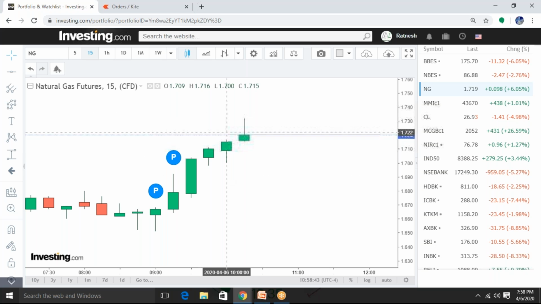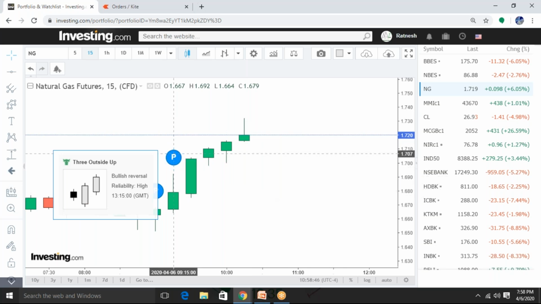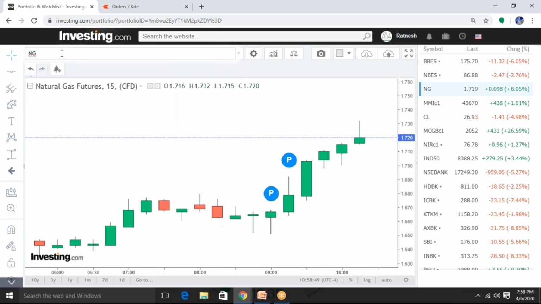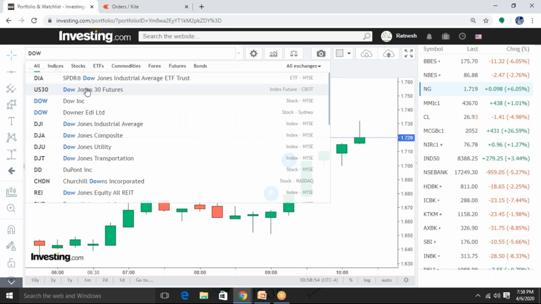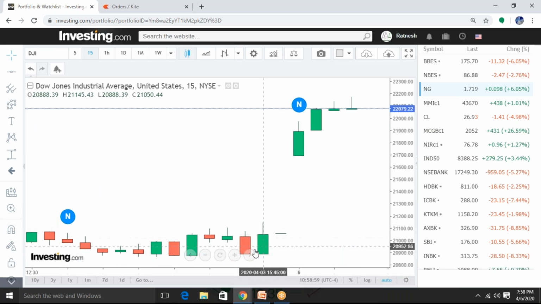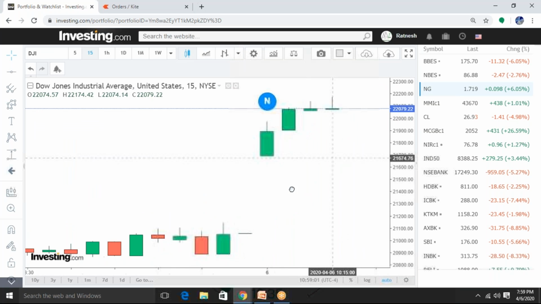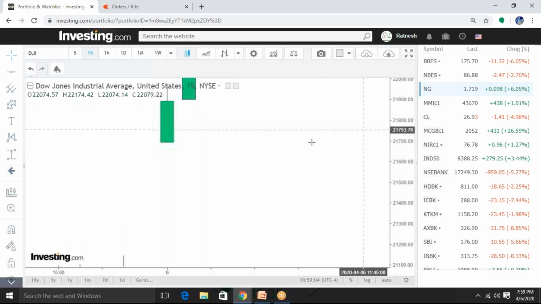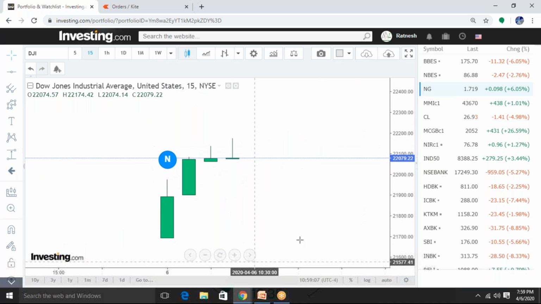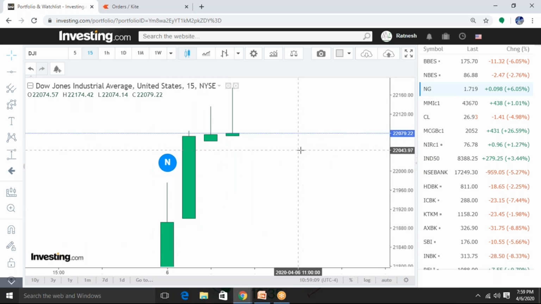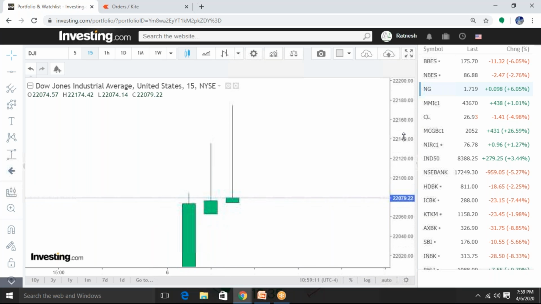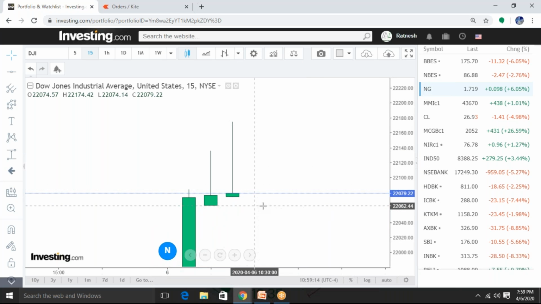It is a live chart running. Similarly, you can check the Dow, the American market. People are taking Dow also. See, Dow is also forming something similar to a shooting star. So possibly Dow can fall. Clear cut, this is a shooting star, so there is a possibility of a fall in Dow.